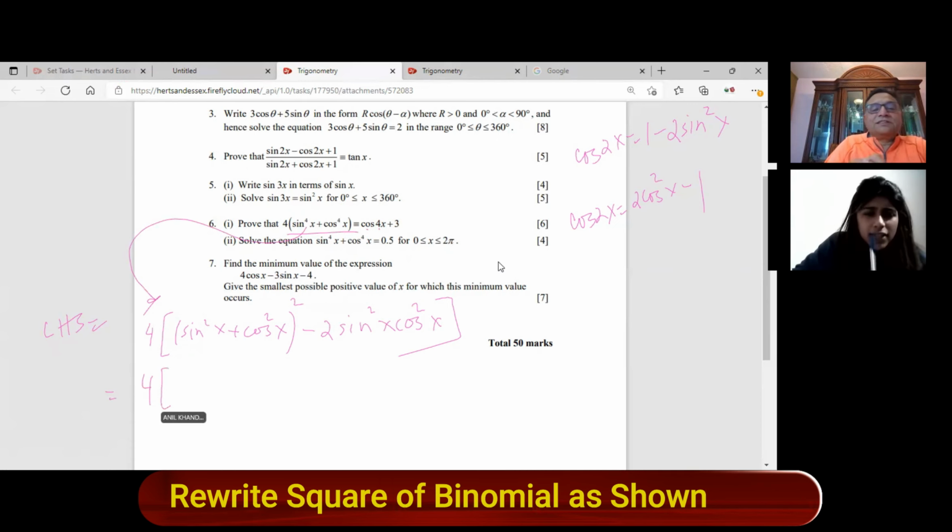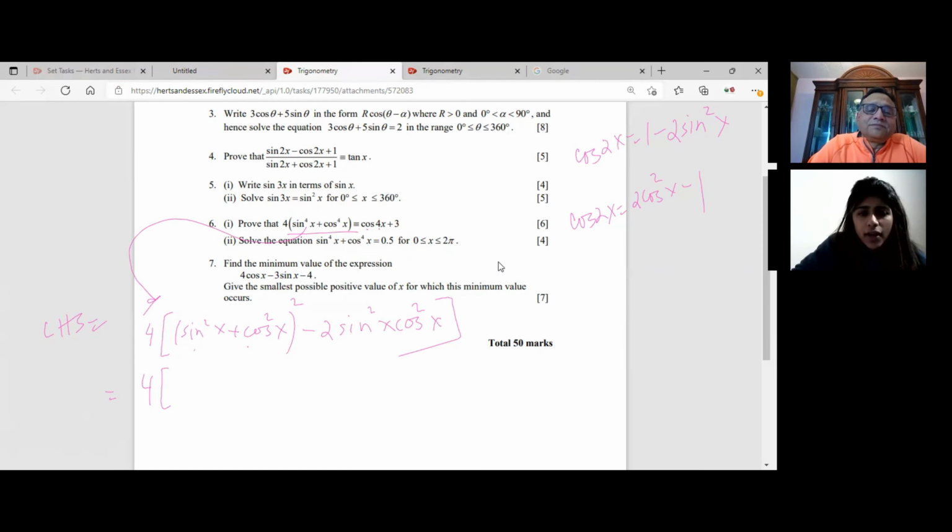Wait, I'm slightly confused. Okay, expand this part. Sine square x plus cos square x whole square is what? You get sine to the power of 4 x, plus 2 sine squared x cos squared x, and then plus cos to the power of 4. And this is what? This is just 1. So we get 3, right? Wow, you simplified that so quickly.